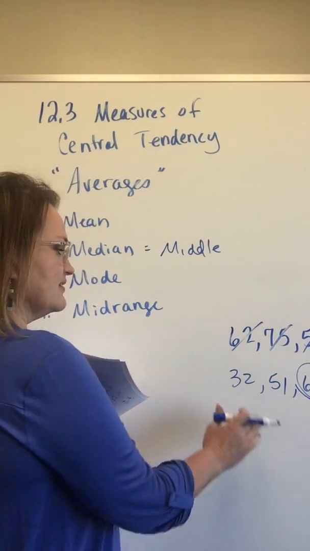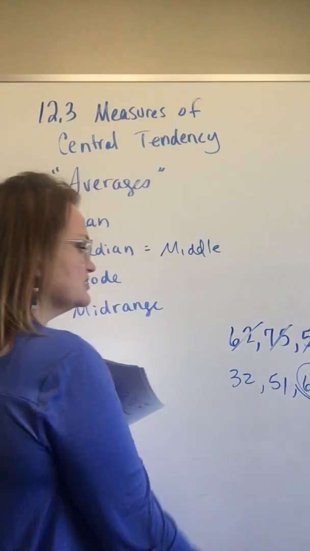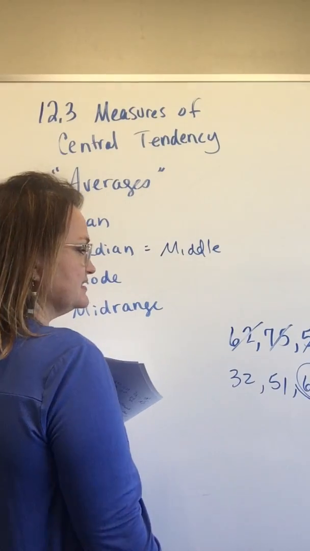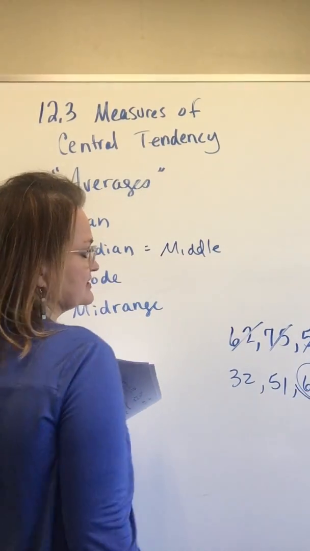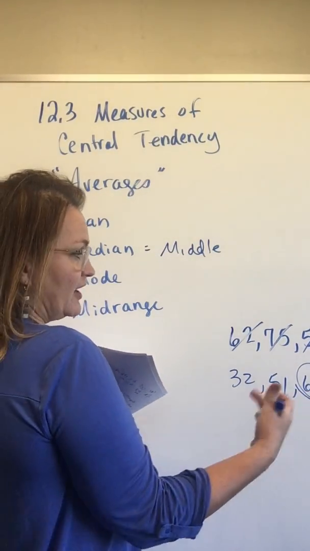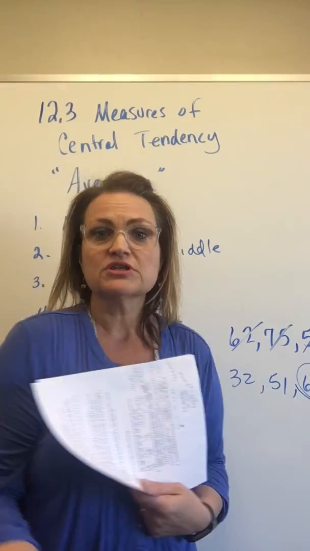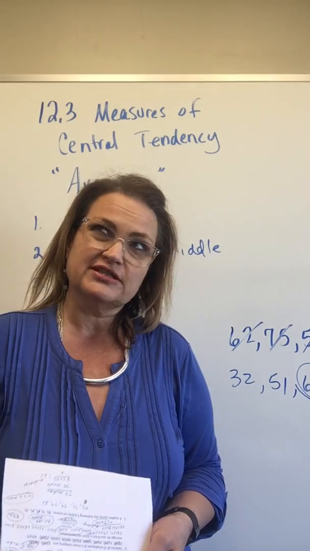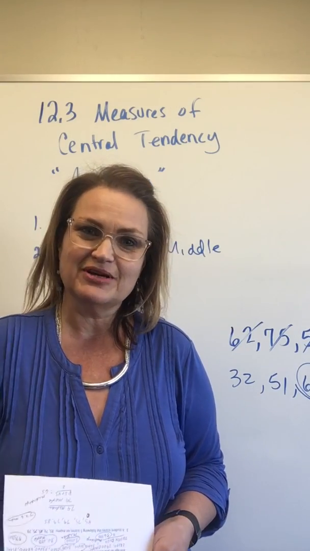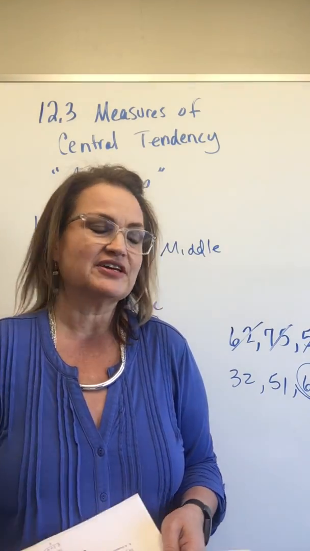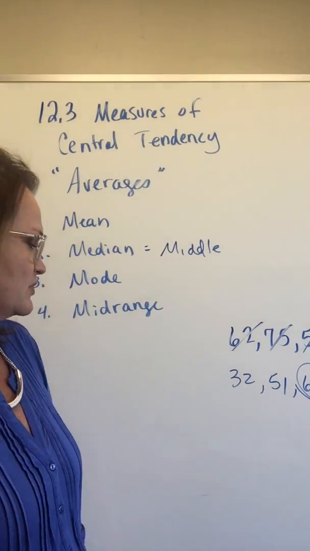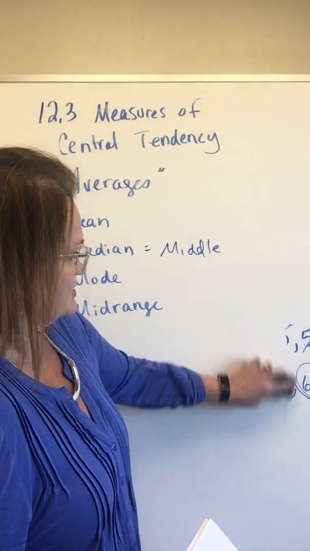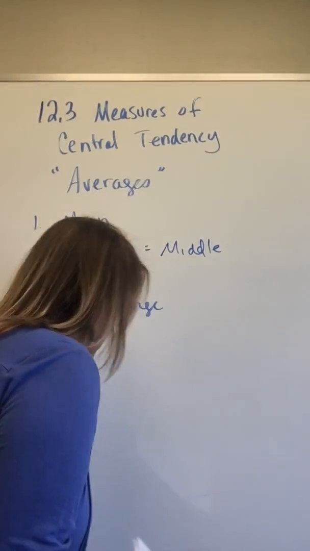In this case, I had 5 numbers, so there was a true middle. 62 would be our median in this example. If I would have had an even amount of numbers, you find the median by taking the mean of the 2 in the middle. You'd add the 2 in the middle and halve it, so halfway between the middle. All right, so median means middle.